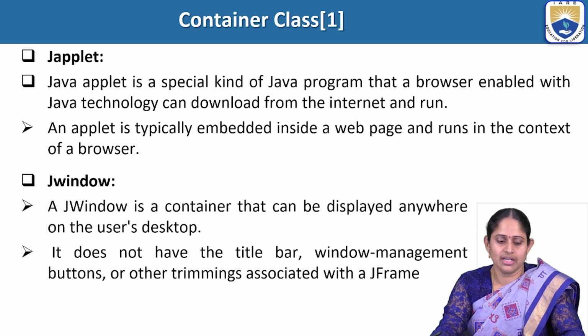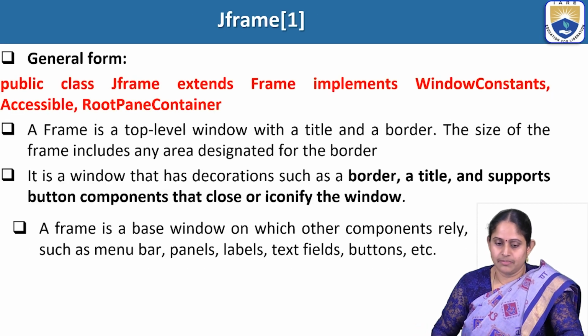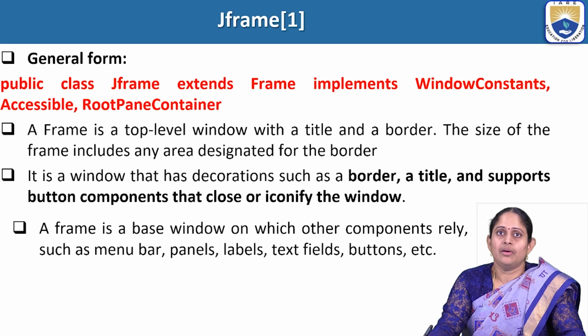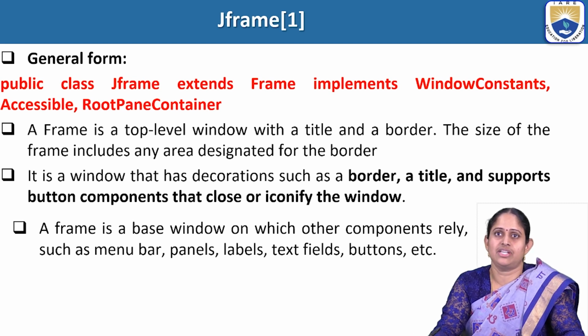Then the JWindow is a container that can be displayed anywhere on the user's desktop. It does not have a title bar, window management buttons, or other trimming associated with a JFrame. One of the most mainly used container classes is the JFrame.